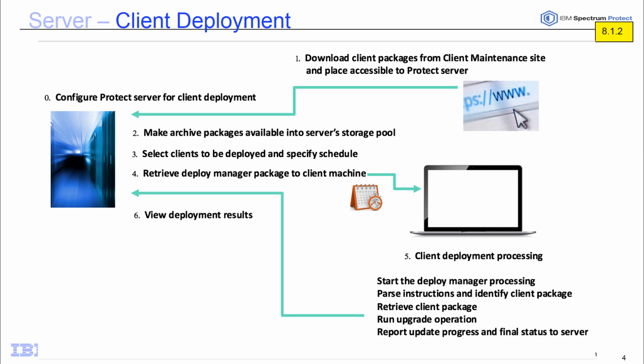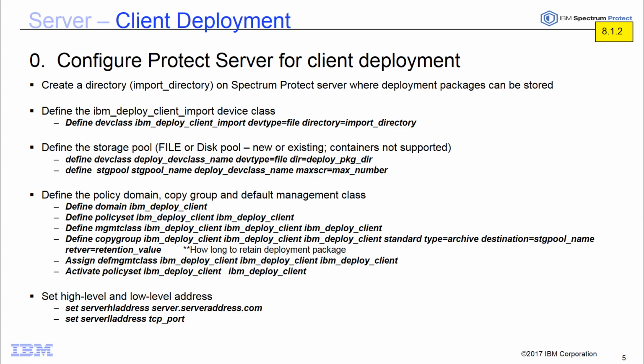And when that schedule deploys, the client will receive the deployment manager package. And after that's expanded, it will actually parse the instructions, identify the client package that's needed, retrieve that client package from the Spectrum Protect server, and then do the upgrade. At which time it'll report back to the Spectrum Protect server where you could view the deployment results. So let's take a look at those individual steps.